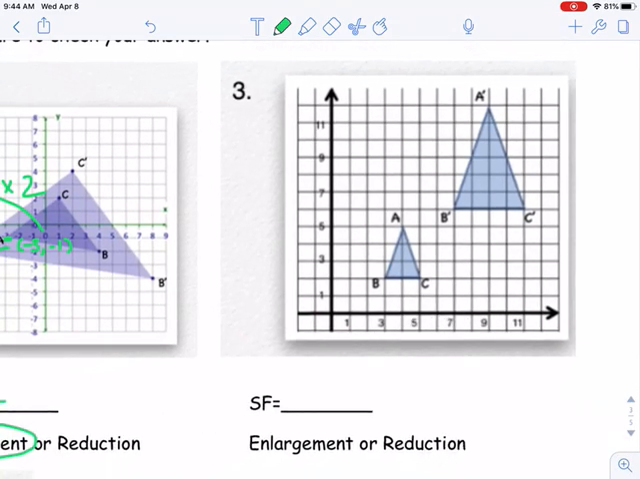And then, same thing here. Look, we have a nice straight horizontal line. That's a length of 1, 2, 3, 4. So I can already tell I'm getting bigger by a scale factor of 2. That's a really bad 2. We'll make it work. That's an enlargement.